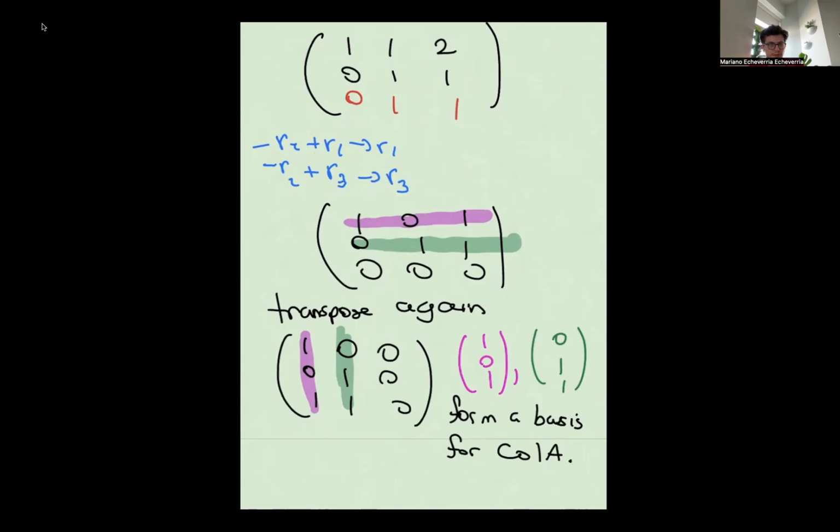Give me a second. Wait, just a second. Trying to see if I can show you something.